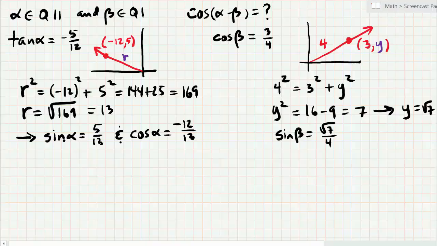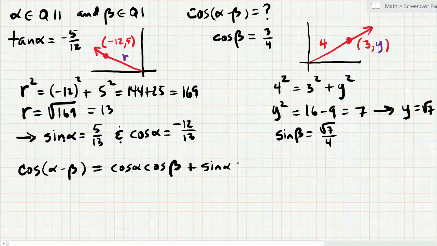Now we're good to go. So cosine of alpha minus beta, that's our ultimate goal. That's cosine of alpha, cosine of beta. Now we have to get the plus or minus correct, and for cosine it's opposite of what we started with. We started with a minus, so we use a plus, and then we have to fill in sine of alpha and sine of beta.